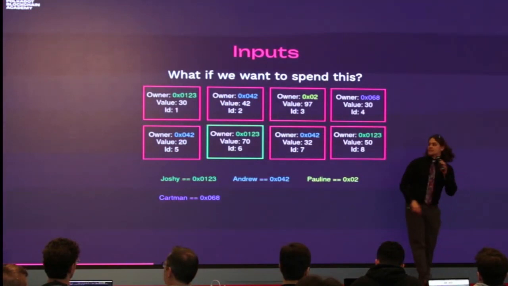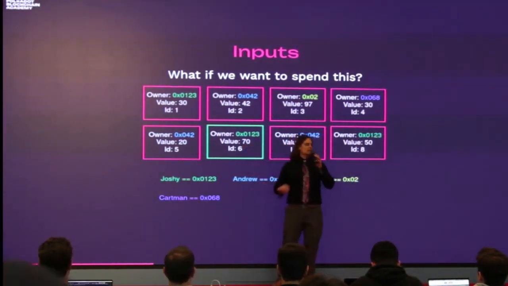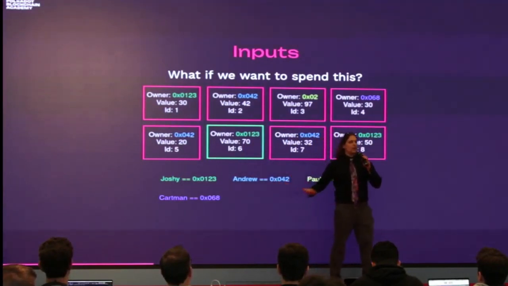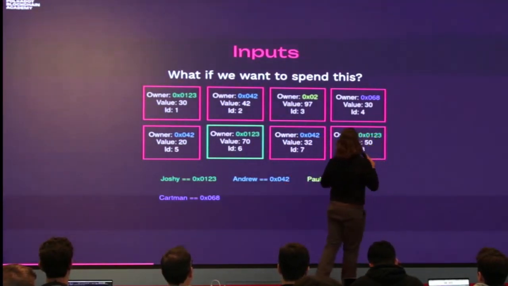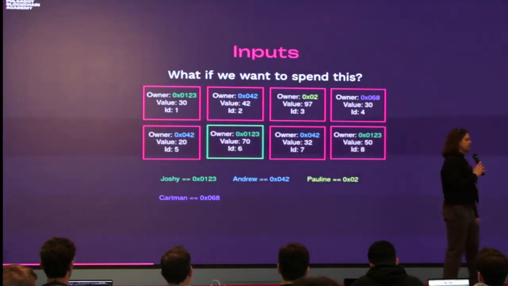So what you can see is, oh yeah, once upon a time, Joshy owned these 70 coins, and then he sent some to Andrew. That's all still accounted for. So what I mean when I say destroy them is I mean they're no longer present in the new state, in the output state. Yeah, great question.